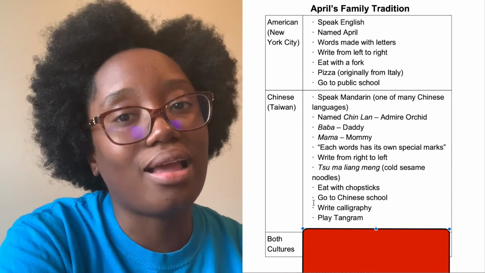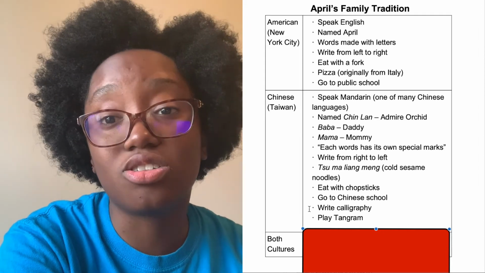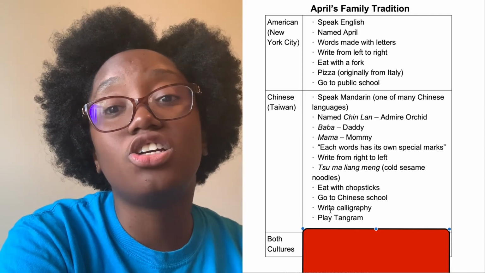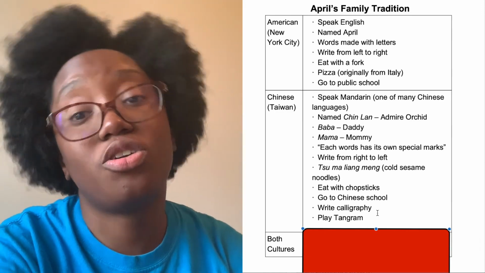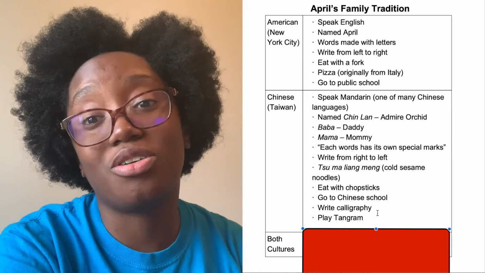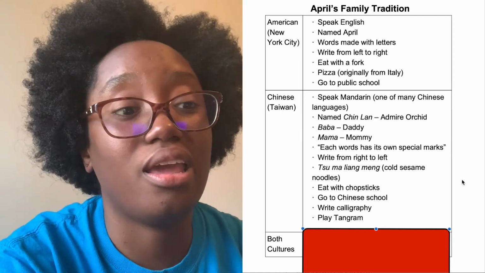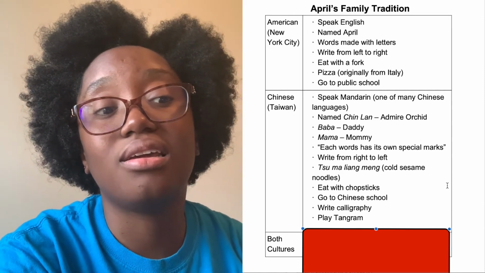And since they are born in America, but they're Chinese American, to not lose their tradition, she goes to what kind of school? Yes, she goes to Chinese school. And when she's there, she learns to write calligraphy. All right. And you can also learn to write calligraphy too if you wanted to. It's really pretty and you could have a really fun time learning it. And the last thing that's their Chinese tradition is that they play tangram.